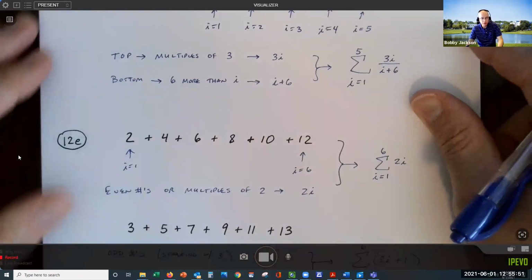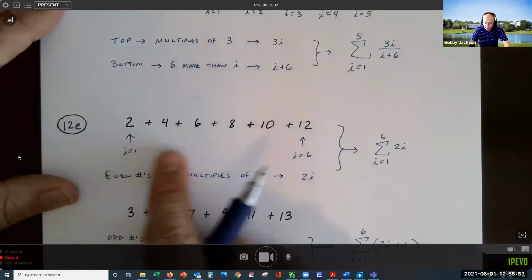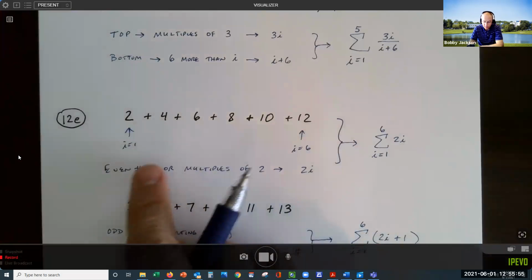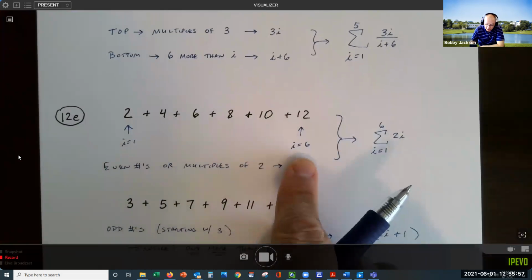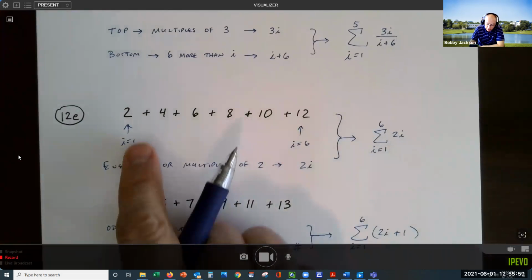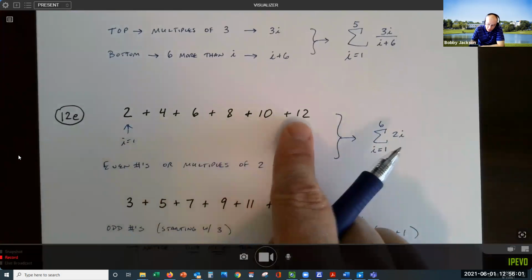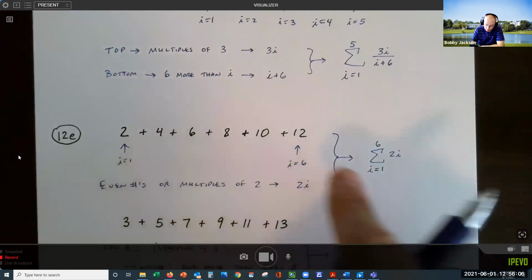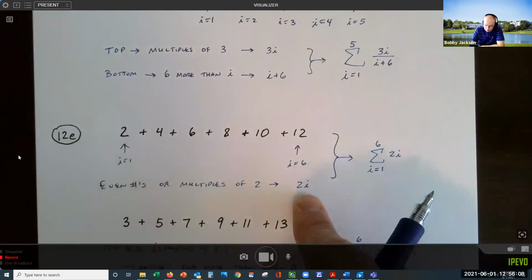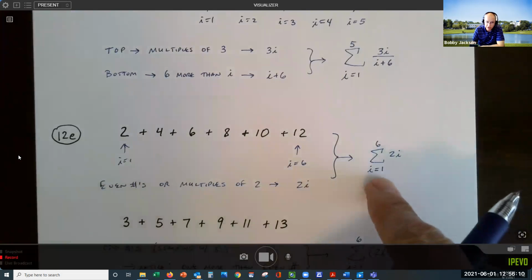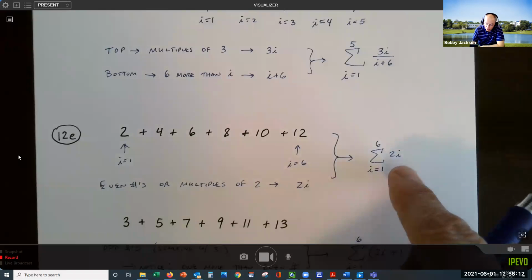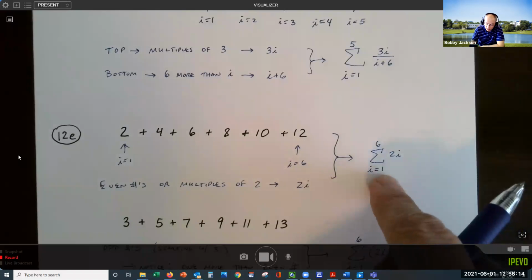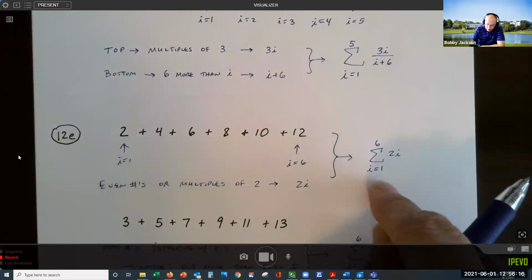A little bit more real quick on 12e. This is the one actually that's given in 12e. If you look at this, it goes from i equal 1 to i equal 6 if you count off. But these are what? 2, 4, 6, 8, 10, 12. These are even numbers or multiples of 2. So just like above, we had multiples of 3. Multiples of 2 is going to be 2i. And so the summation, i equal 1 to 6 of 2i. And you can, again, get these values back.